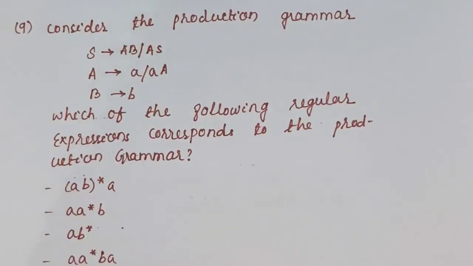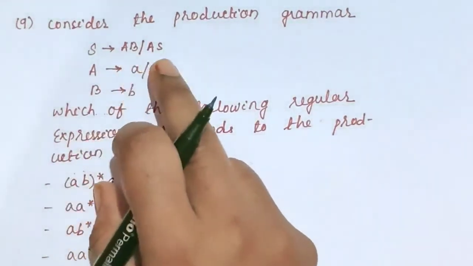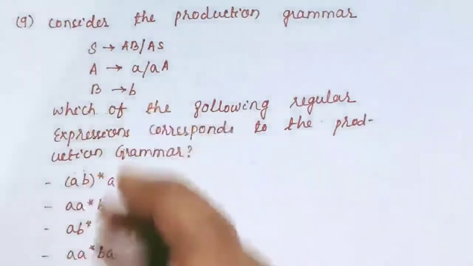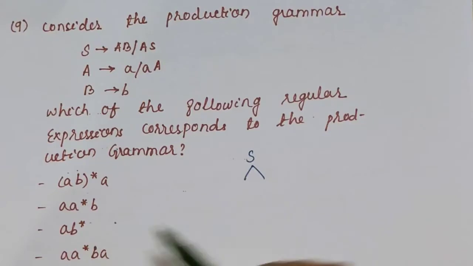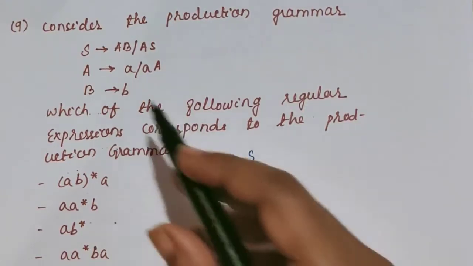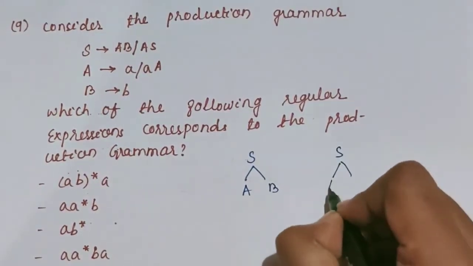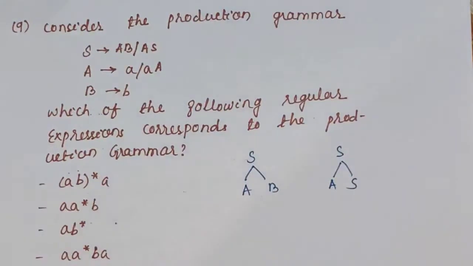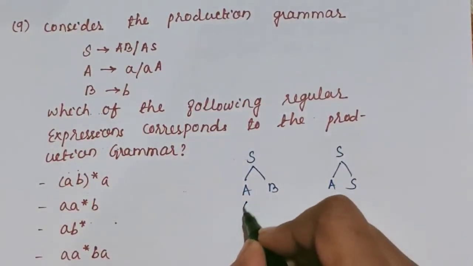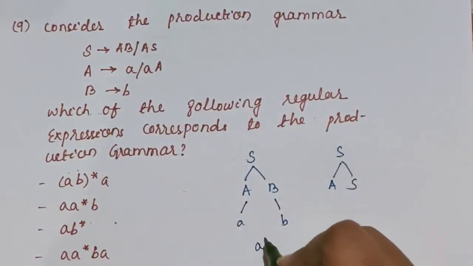Then question number 9: consider the production grammar S to AB, S to AS, A to a, B to b. For questions like this we have to make the parse tree from the grammar. S gives AB and also S gives AS. Again from this A gives a and B gives b, so we can form ab.